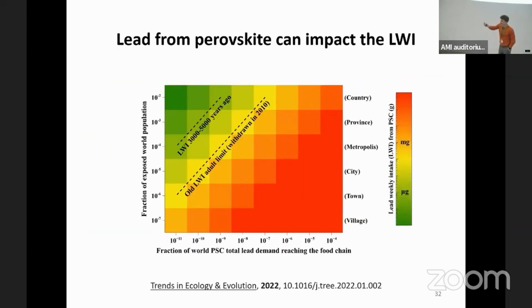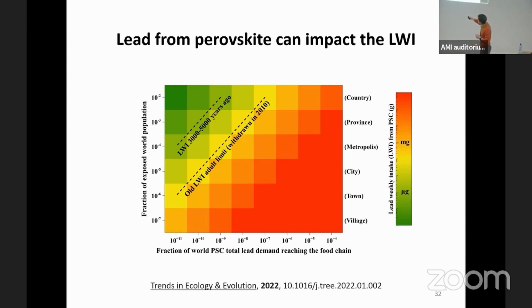The question is how much lead from perovskite we need to put into the soil to make the soil dangerous. Here things become even more complicated, because when I talked to experts, they told me I have to consider two parameters. First, what is the risk of dispersing perovskite into the soil, so you have to end up with the fraction of the total world production of perovskite that ends up in the soil. And then you have to understand which fraction of the world population is exposed to lead contamination. And then we end up with this graph here.